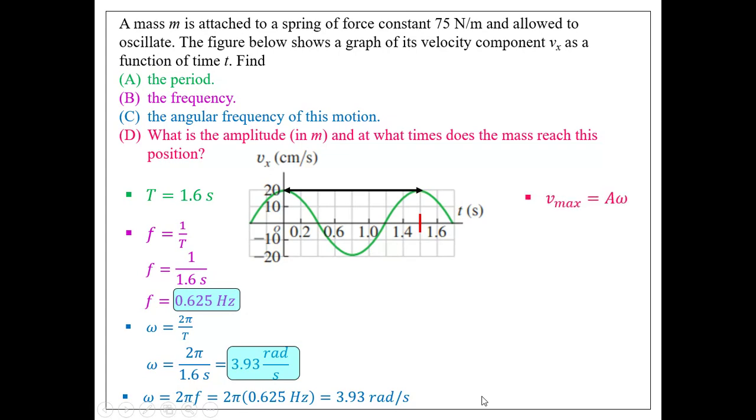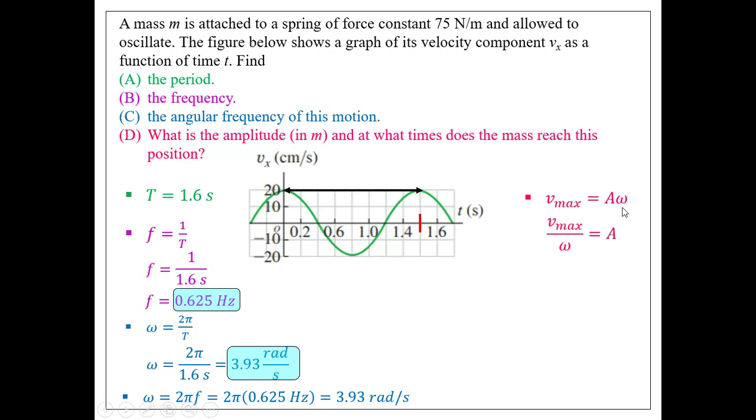Part D asks us to find the amplitude, and at what time the mass reaches this position. In order to find amplitude, I think for this particular graph the easiest way is to use v max equals A times omega. Why do I want to do this? Because I know v max from the diagram. V max is given as 20 centimeters per second. If you convert it to meters per second, it's 0.2 meters per second. And omega, we already found in part C, is 3.93 rad per second.